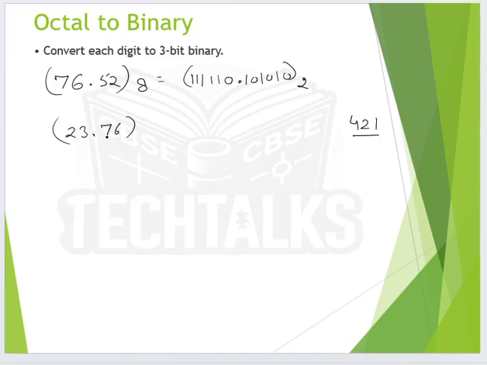23.76 equals to. How to represent 2? 0, 1, 0. How to represent 3? 2 and 1. So 0, 1, 1. How to represent 7? 4, 2, 1. So 1, 1, 1. And how to represent 6? 4 and 2. So 1, 1, 0. I hope this is clear. Let's move to the next one.